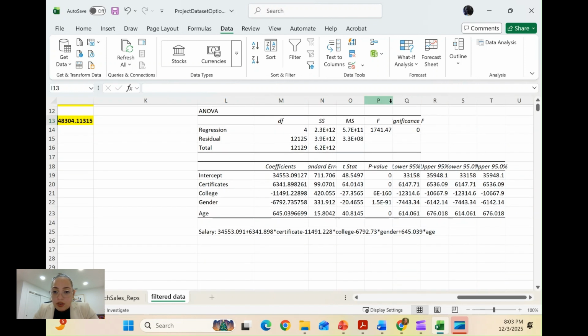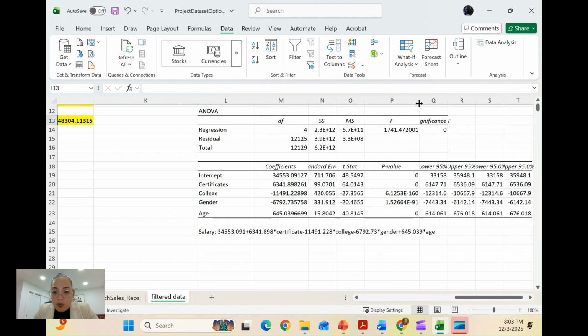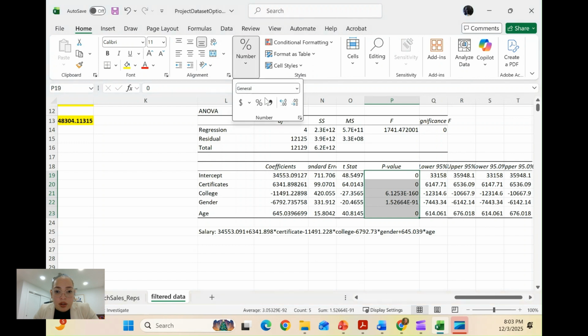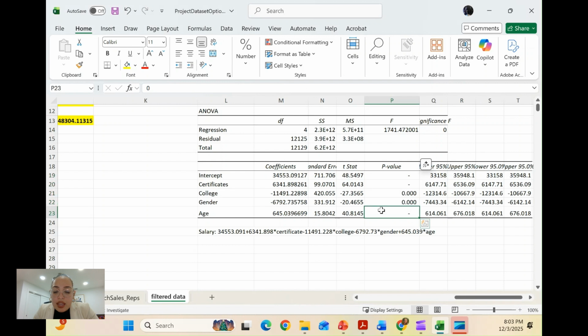Okay, so finally, to conclude our final project, let's find the conclusions. If the p-value is less than alpha, that means that these variables are a significant predictor.